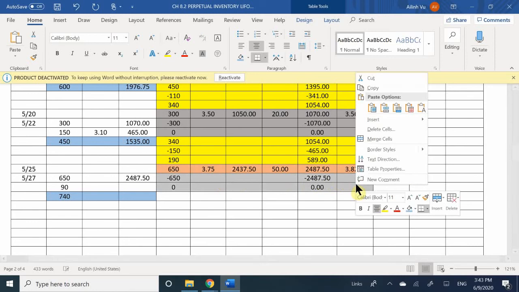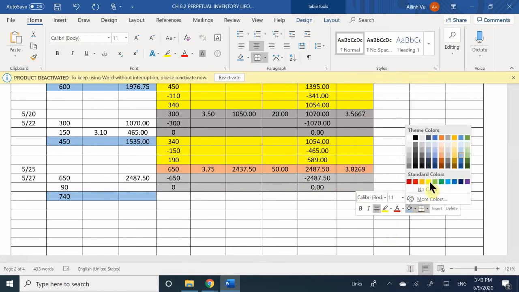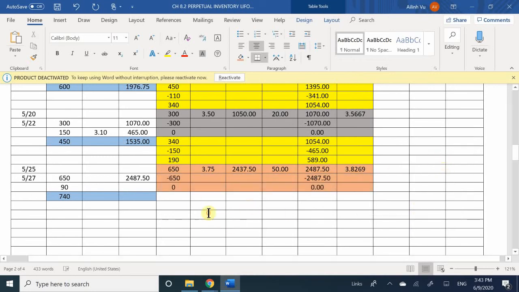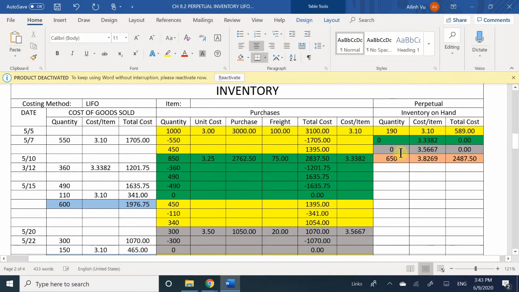So I'm going to grab this and make this pink, or a nice salmon color. And what I'm going to do here is, well, I just got rid of that entire thing. So I got 0, and here is also 0.